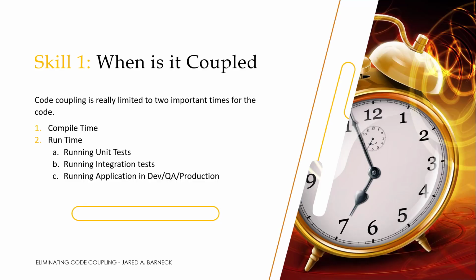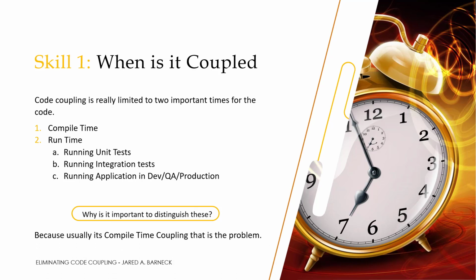So skill 1, learning when it is coupled. Code coupling is really limited to two important times for the code: compile time and run time. Now there are multiple run times. You can run your code in production, but you might just be running it in a QA environment or for integration tests, or you might just be running unit tests where you're not actually running your entire product, but just a small unit of your product and testing it. It's important to distinguish between these three because it's compile time coupling that is usually the problem.